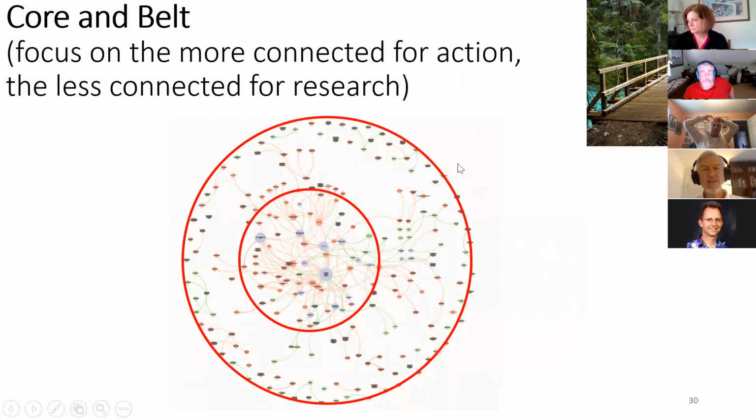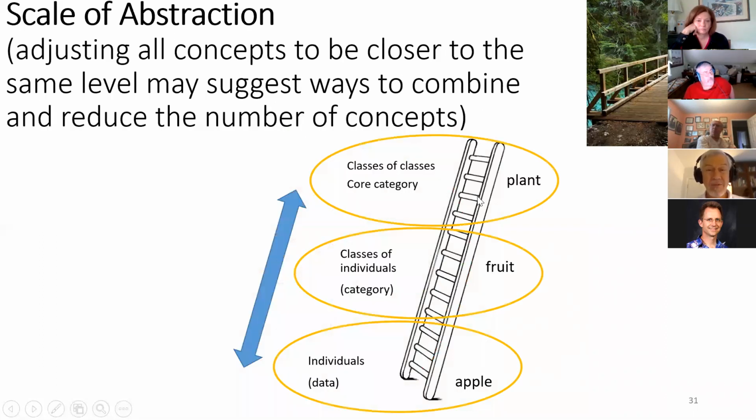There's the core and belt of a model. What we like to say from a structural perspective is the core is where more concepts are connected, and the belt are those concepts that are less connected. They might even have no connections at all. So you can simply dismiss those less connected parts of the model to focus on the central, which in this case is still rather complex, but it would help.